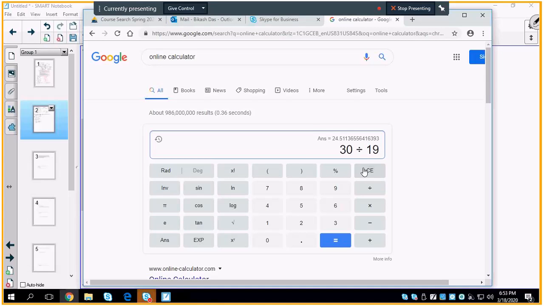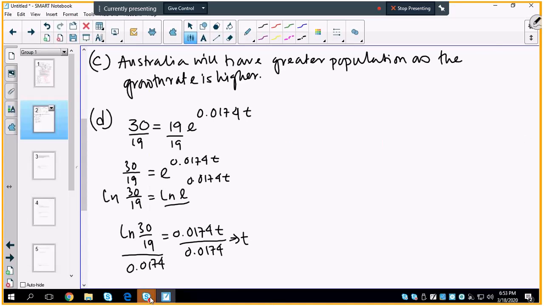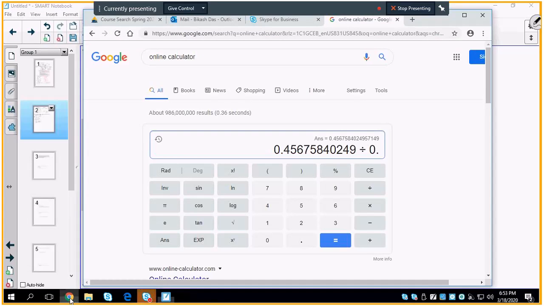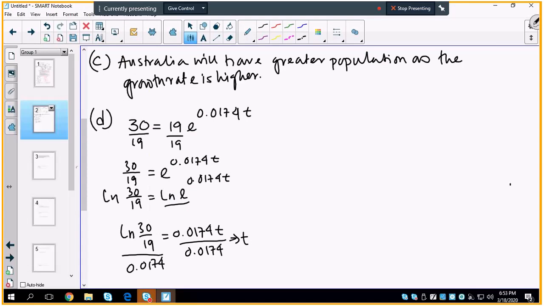Divide by 19, and I'm going to take the natural log of the answer. Finally, I will divide it by the growth rate 0.0174. So it's around 26 years from 2000. So I will say that t, rounded to a whole number, is around 26 years. So around 26 years from 2000 will give you 2026. So around 2026 it is going to be 30 million.